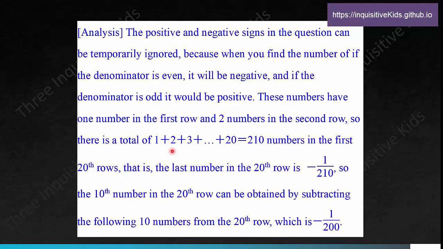And then, because of that, the 10th number in the 20th row can be obtained by going back 10 fractions. So we'll get negative 1 over 200.